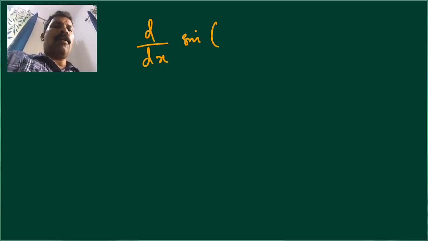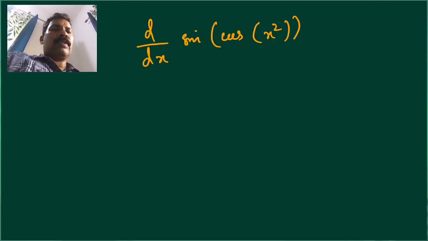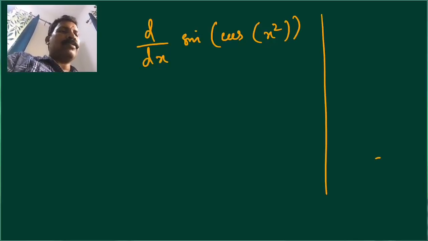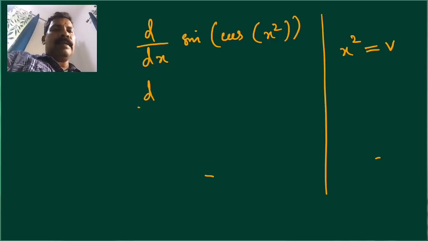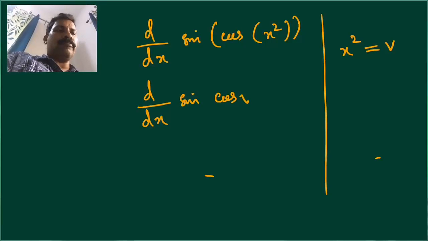Okay, let us consider one more question. Find the derivative of, say, sine of cos of x squared. So here we shall put two substitutions. First of all, we shall put x squared is equal to v. Then this will be d by dx of sine of cos v.